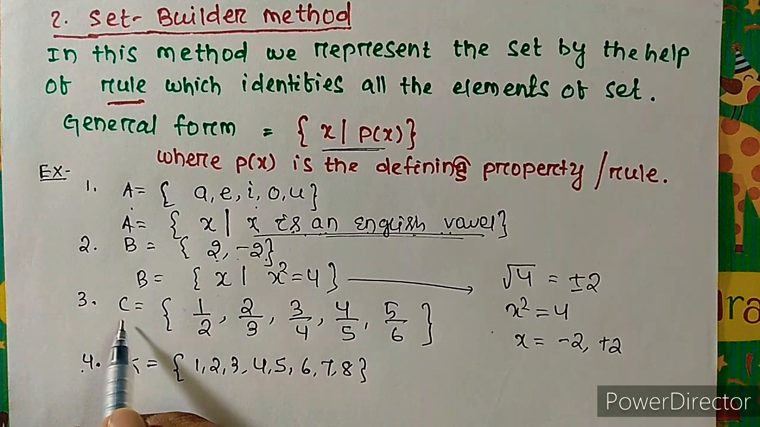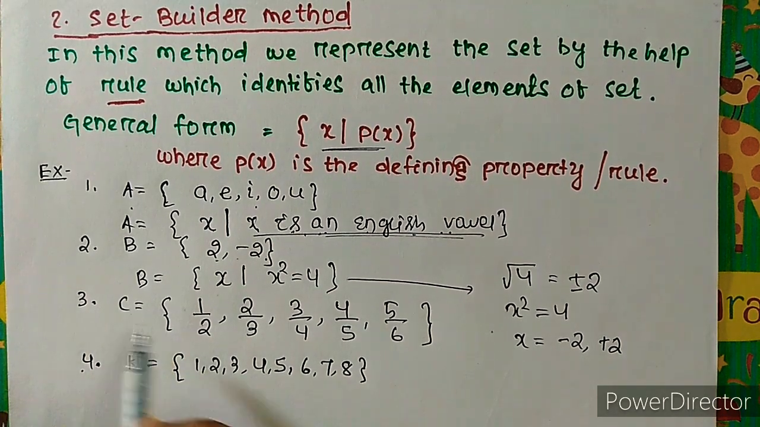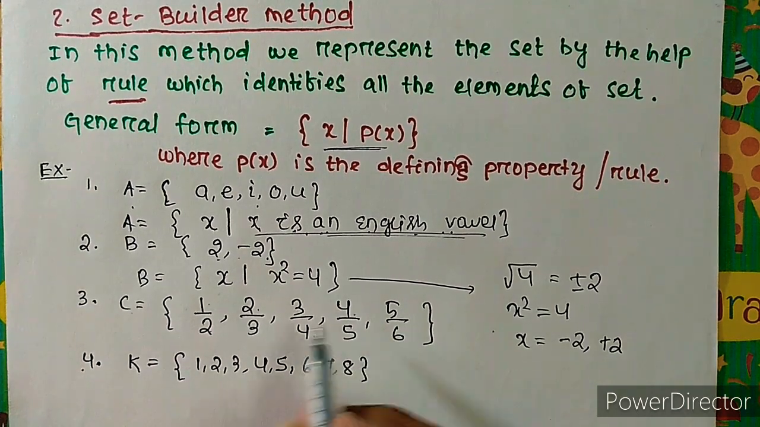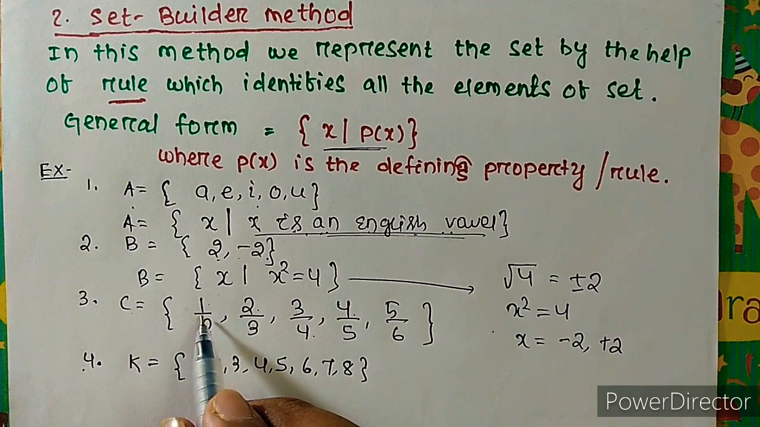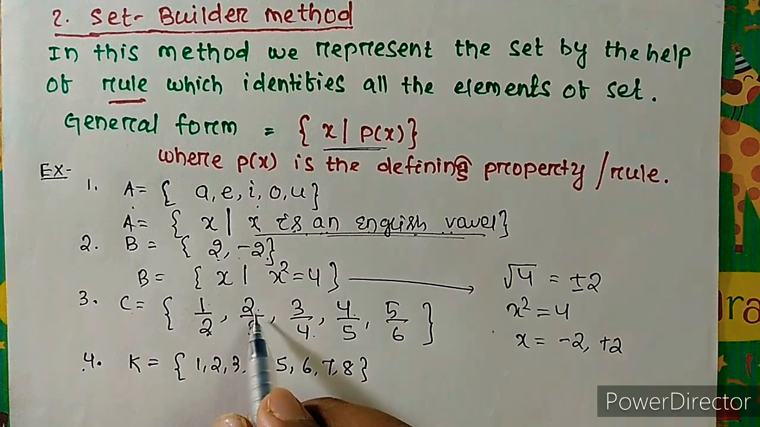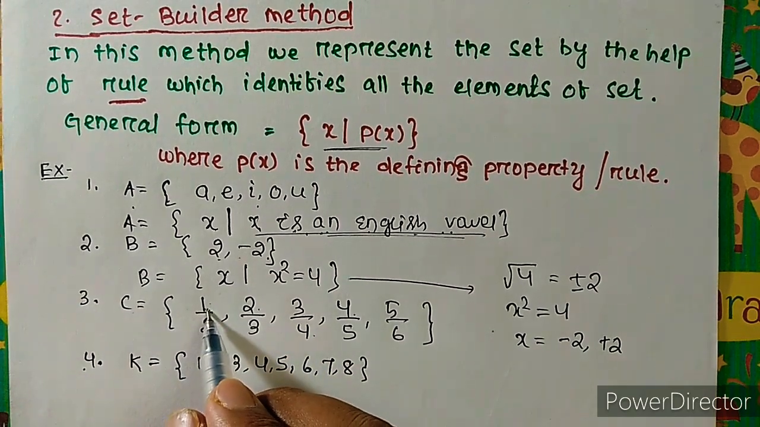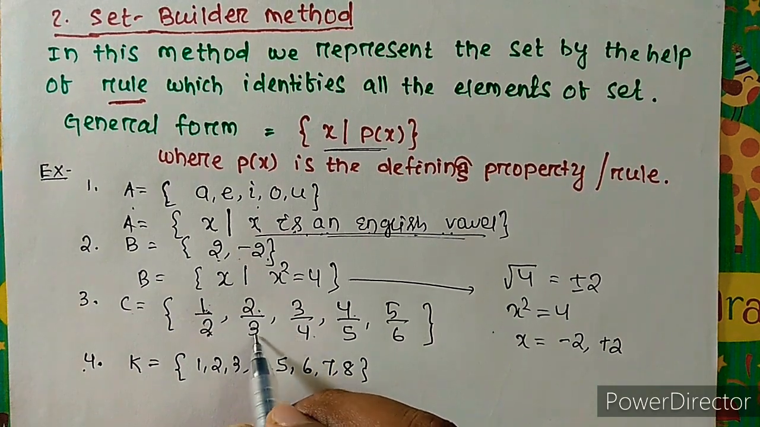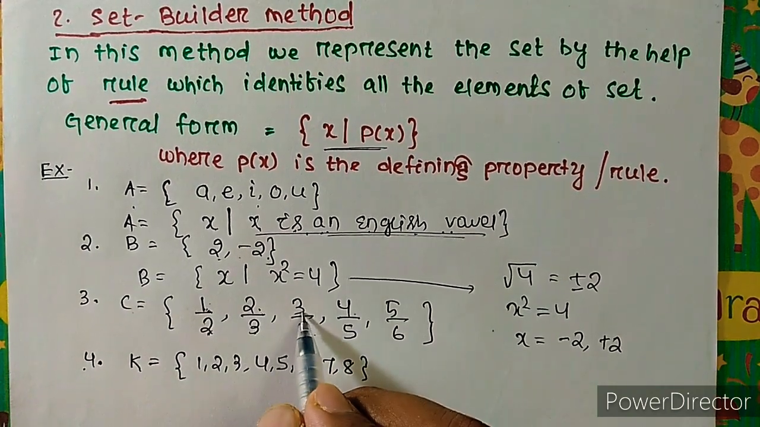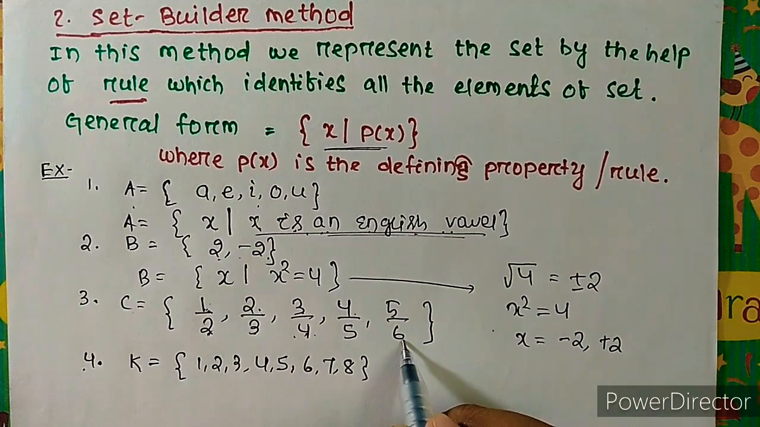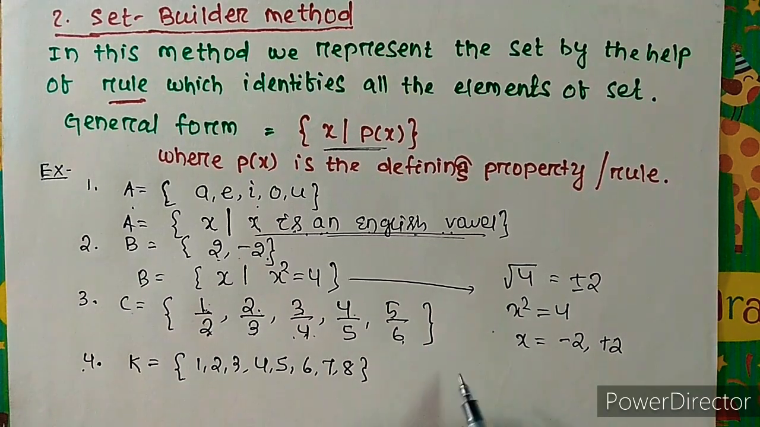Now the question number 3. Example 3. Set C is given as 1 by 2, 2 by 3, 3 by 4, and so on. While thinking about the question, just think that it is the 1 and the next number is added. That means if 1 is there and we add 1, it will be 2. If the number 2 is here and we add 1, then it is 3. If we add 1 to 5, then it is 6, the next number.